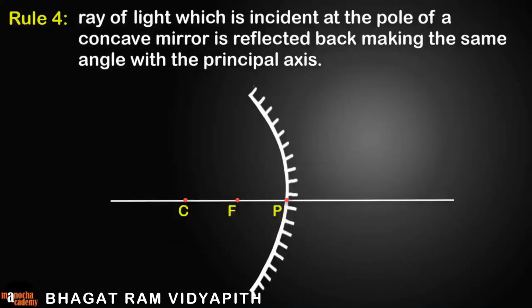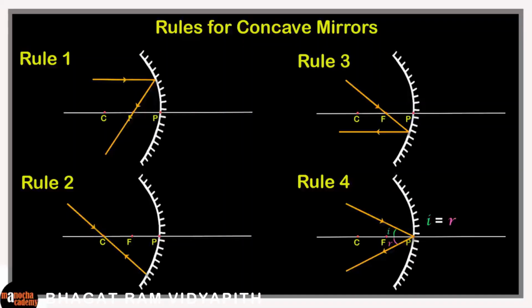Rule 4. A ray of light which is incident at the pole of a concave mirror is reflected back, making the same angle with the principal axis. It looks like a plane mirror type of diagram since the principal axis is like the normal here and the angle of incidence is equal to the angle of reflection. Let's place the 4 rules that we have learned for concave mirrors on our concept board.